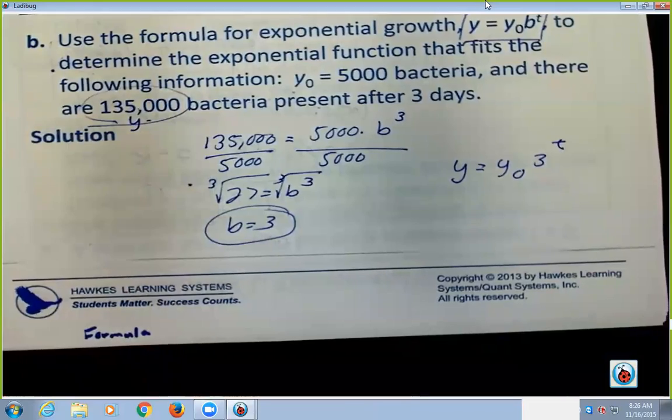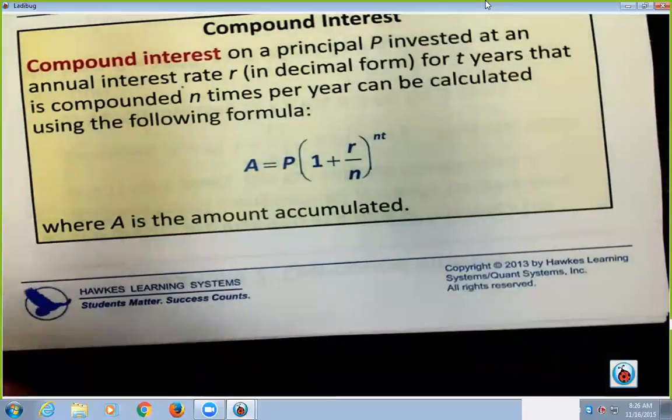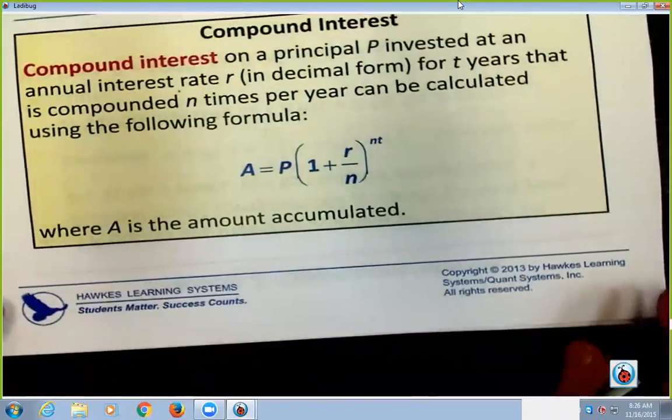Yes? What do you think? Okay, good. As long as we've got that stuff. And that's again with the bacteria. Then we have compounded interest.